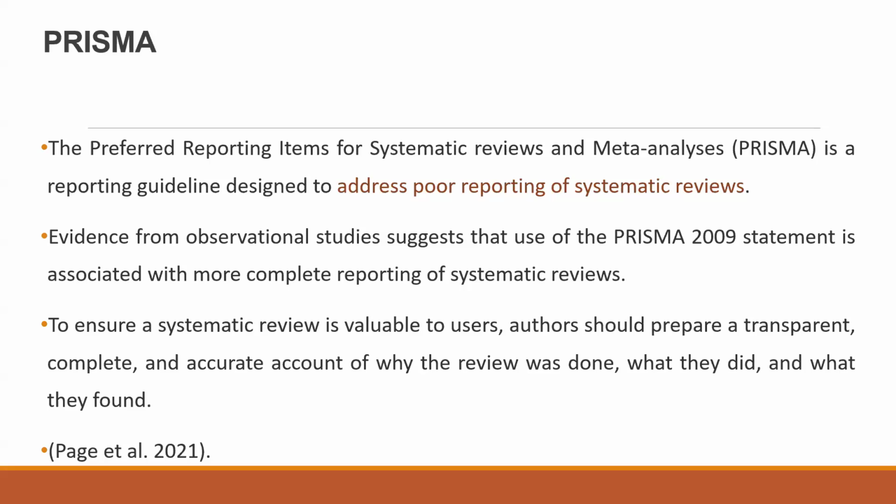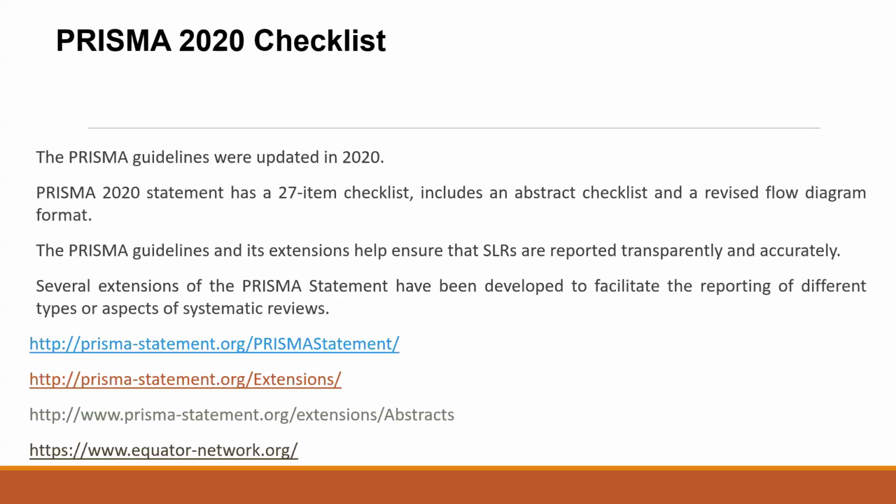If you go back and read the Page et al. 2021 study, it mainly discusses what PRISMA is, how it has to be reported, and what you have to keep in mind while you do your systematic review. At present, there is a new checklist, the PRISMA 2020 checklist, and this is a 27-item checklist. Right from the abstract, the results, discussion, and funding will be explicitly described in this checklist, and you have to follow the items in the checklist while you write your systematic review.